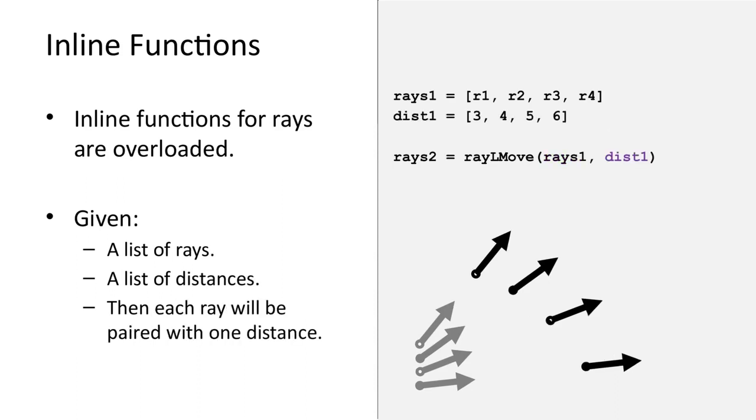Another possibility is to pass in 4 rays and 4 distances. In this case, the function will assume that you are trying to do a one-to-one matching. It will move each ray by each distance. Note that if the list of rays and list of distances are different lengths, the function will give up and throw an error. In such a case, the function cannot figure out what you are trying to do.